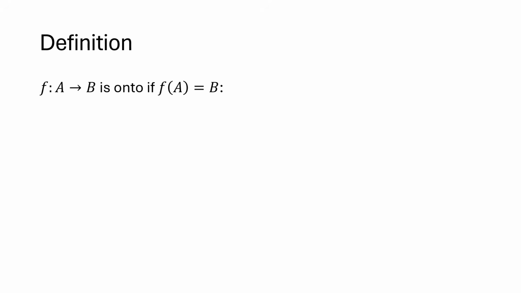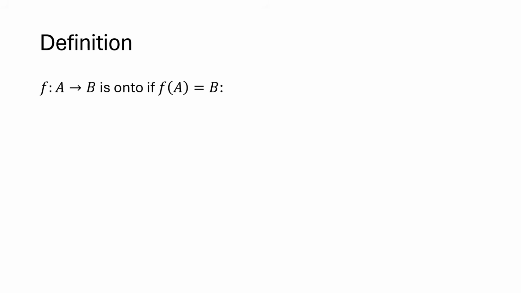Take a look at the formal definition of an onto function. If we have some function from a set A to B, we say it is onto if f of A is equal to B, meaning the range of f is equal to the codomain of f. What does this mean for us if we would like to prove that a function is indeed onto?